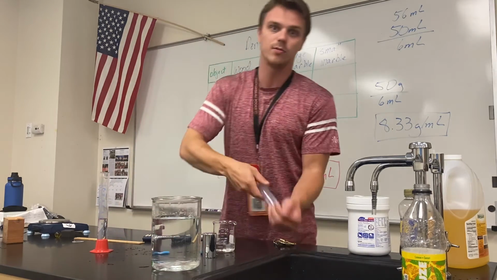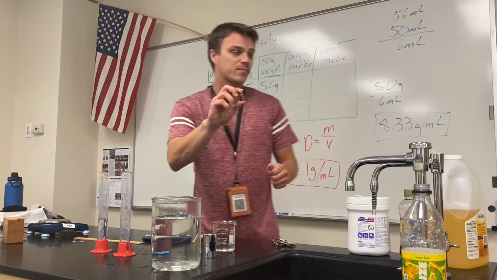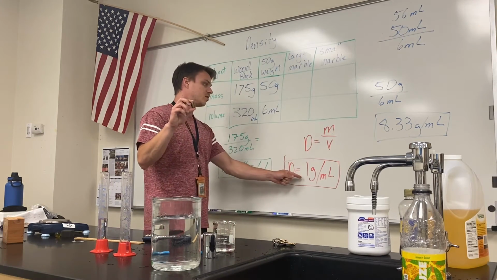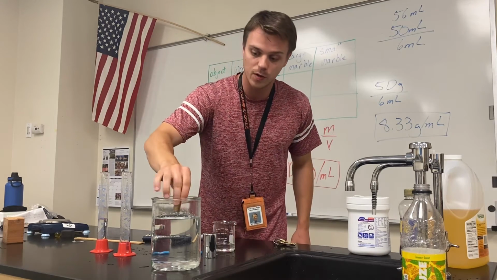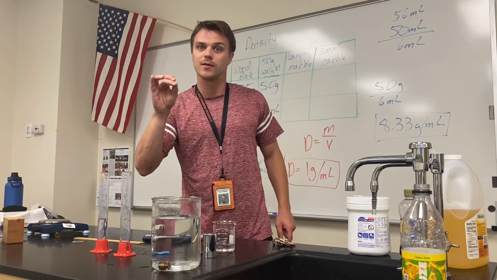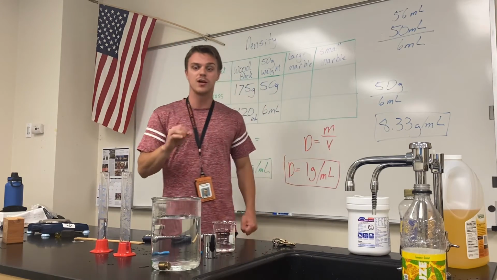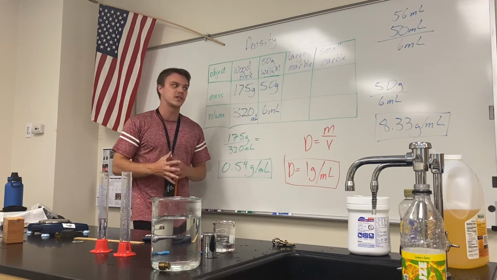So now let's just double check. If its density is 8 and water's density is 1, that means brass is more dense than water, which is why, hopefully it doesn't break anything, it hits the bottom. And it's way more dense than water, and that's why it went crashing down into the bottom, because it's so much more dense than water.